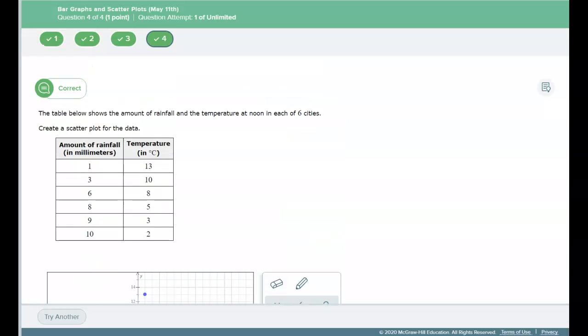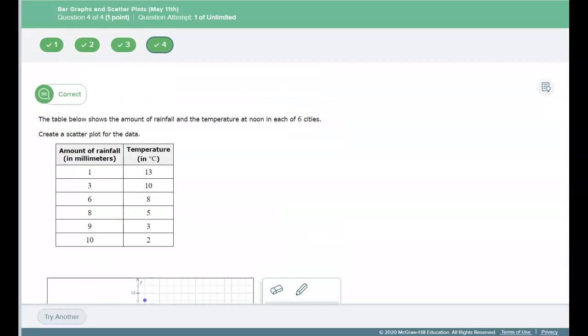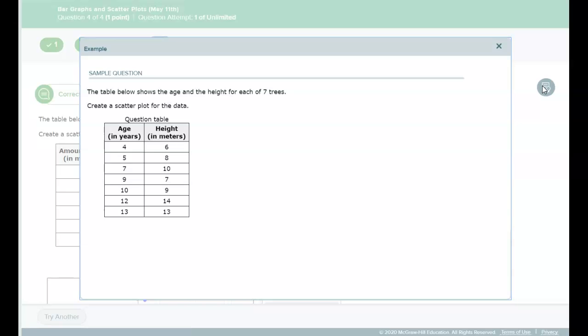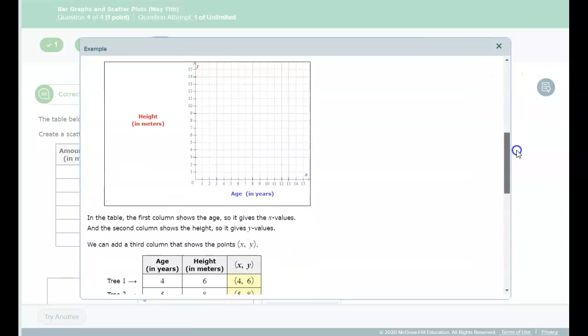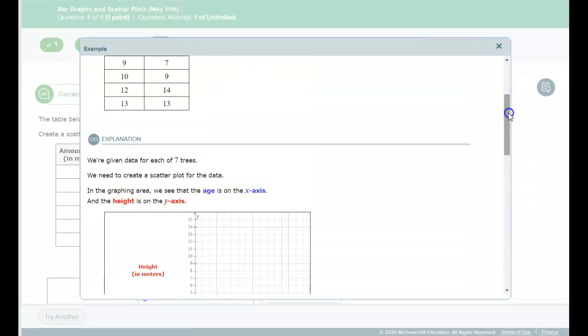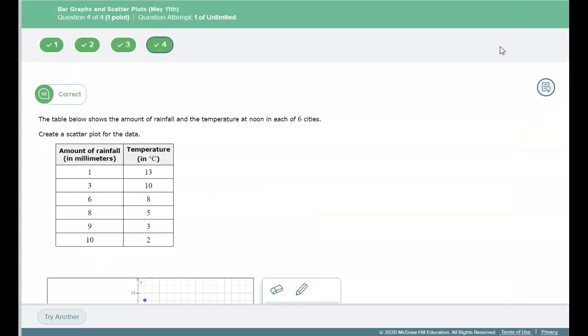So that is an example of each of the types of problems that you'll get on this assignment. Remember, you can always come over here and click for a worked example if you need to, and it will help walk you through what to do. And you can always use this video as a help, and then if you really get stuck, you could always take a screenshot of your question and email me, and I would gladly help you out.